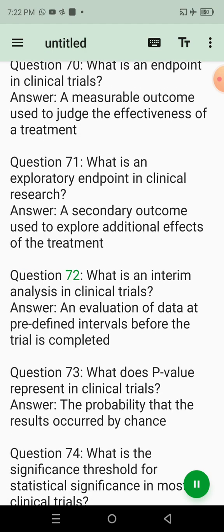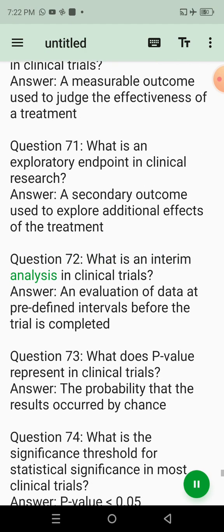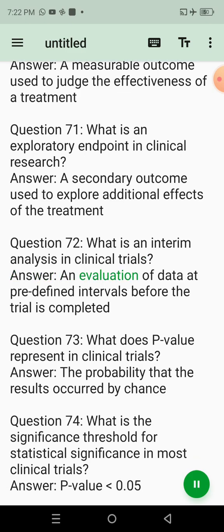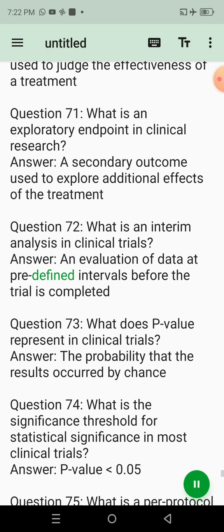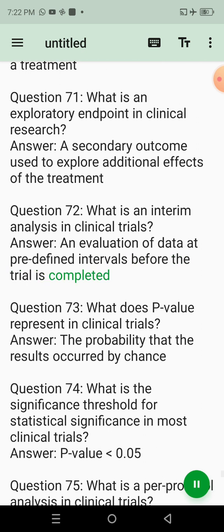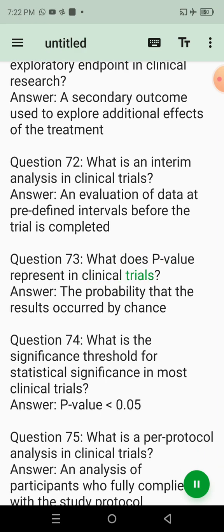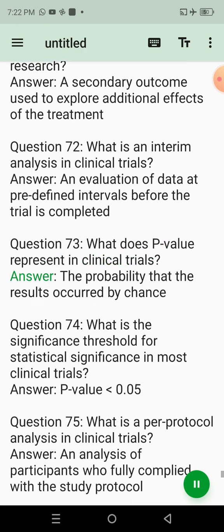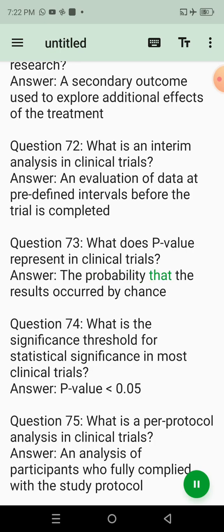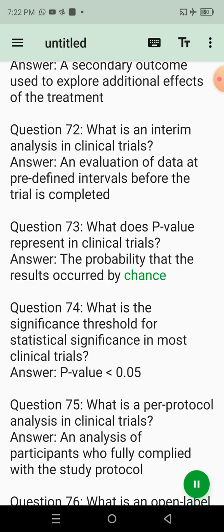Question 72. What is an interim analysis in clinical trials? Answer: an evaluation of data at predefined intervals before the trial is completed. Question 73. What does p-value represent in clinical trials? Answer: the probability that the results occurred by chance.